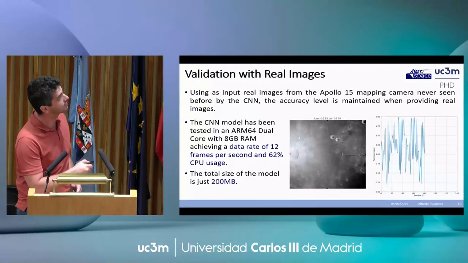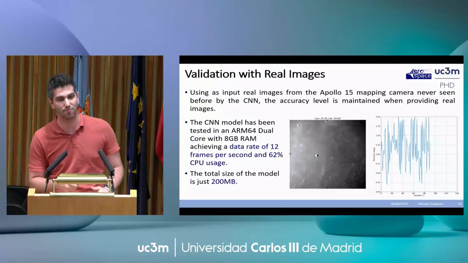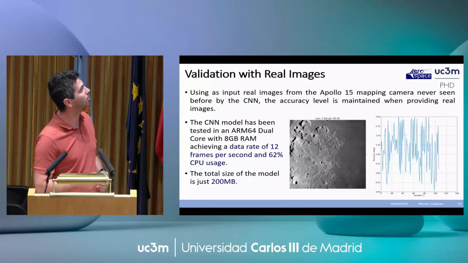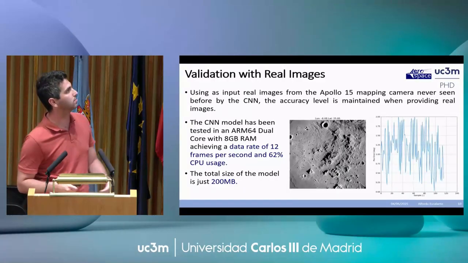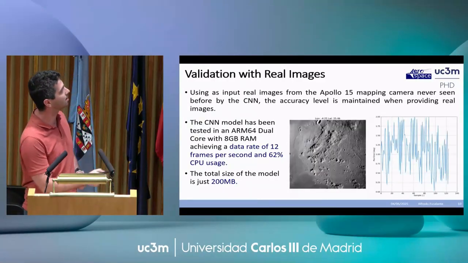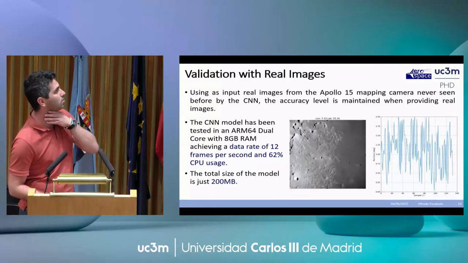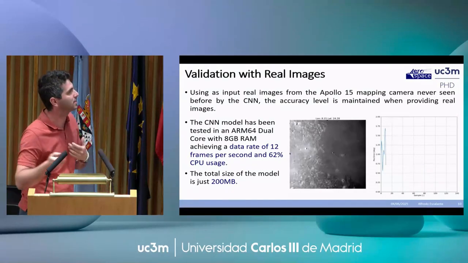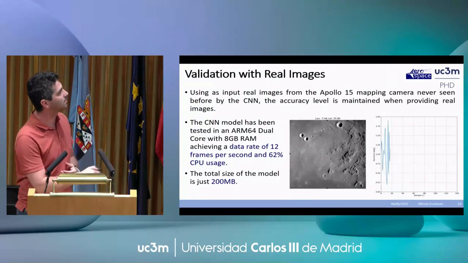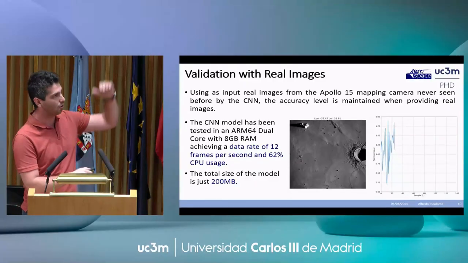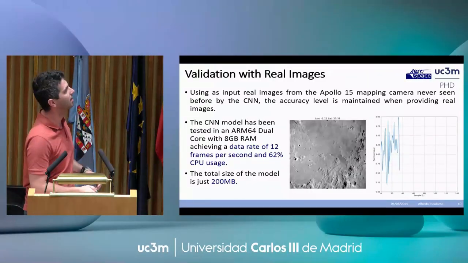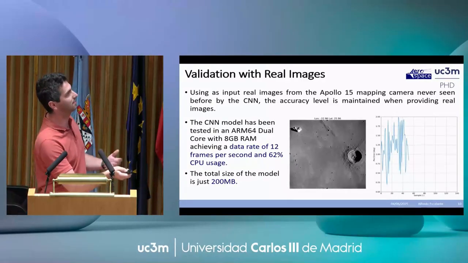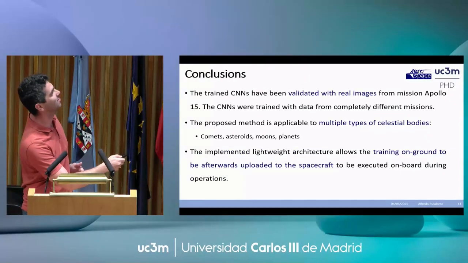Also, we have tested the execution of this in flight-proven hardware. With 8 gigabytes of RAM and an ARM64 dual core, we get 12 frames per second, which is more than enough for a standard navigation filter, with just 62% CPU usage. And the great thing, tackling the computationally expensive nature of current algorithms, is that this model is just 200 megabytes, including the high-level classification plus all the low-level networks. Also, we have tested this with a navigation filter, and the accuracy improves a lot, but again, in just 10 minutes, I don't really have time for everything.